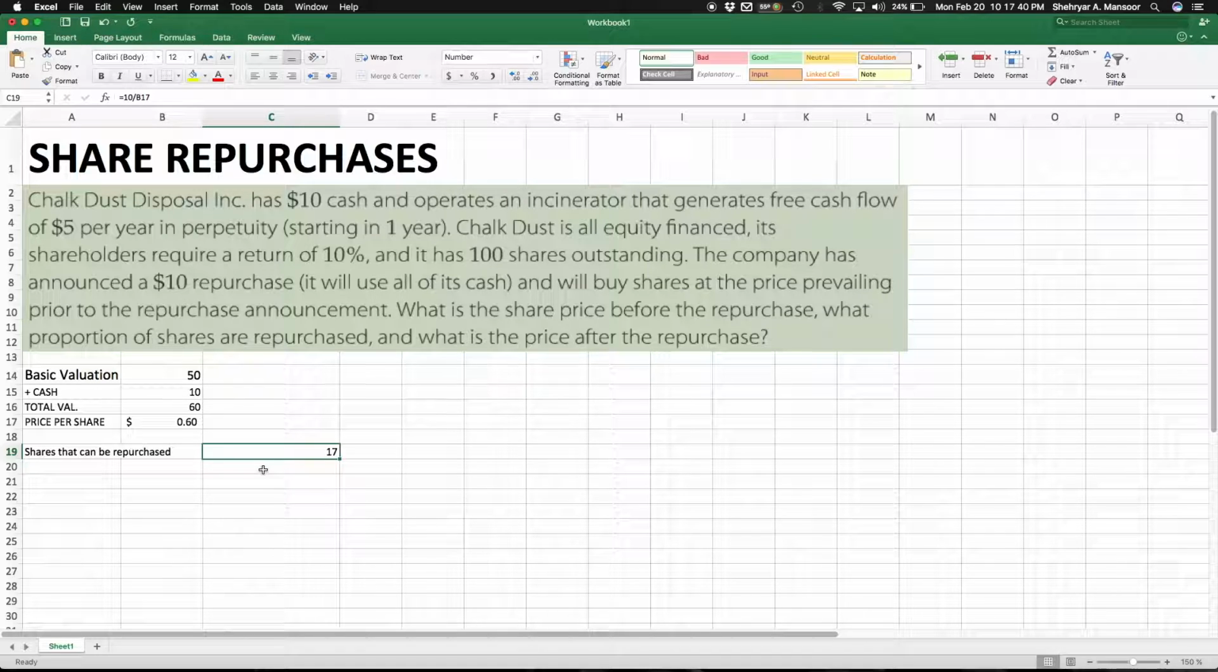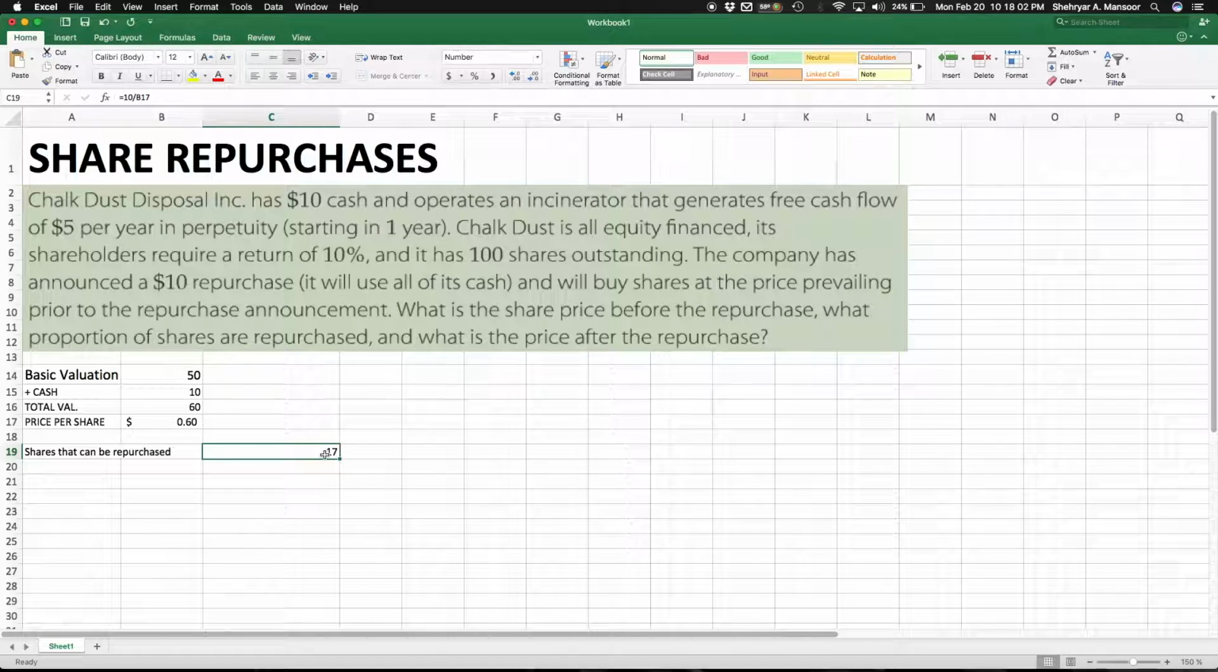So the next part of this question is, what proportion of shares are repurchased? Well, we know initially that there were exactly 100 shares outstanding, and with the $10 we have for the repurchase, we repurchased 17 shares. So 17 divided by 100, we repurchased 17% of the total shares outstanding. That's a simple calculation, it doesn't need much explanation.